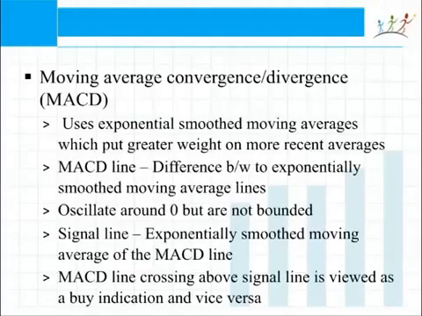The final oscillator, and you don't have to remember the mathematics of these things, numericals will not be asked from them, you only need to know the concepts. So the third oscillator is called the moving average convergence divergence line, or the MACD line.